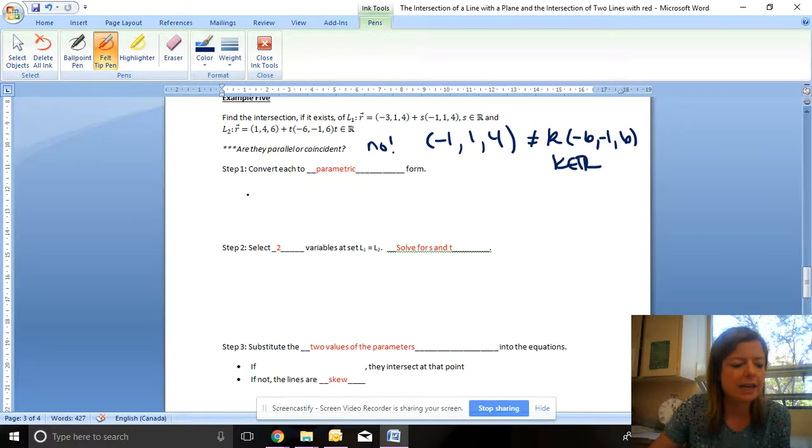Now I'm going to convert each one to its parametric form. The best way to keep this organized is to have a list for line 1 and a list for line 2. You can even make a little chart if you feel like being snazzy. I'm just making them parametric equations all day. Okay, line 2, 1 minus 6t.